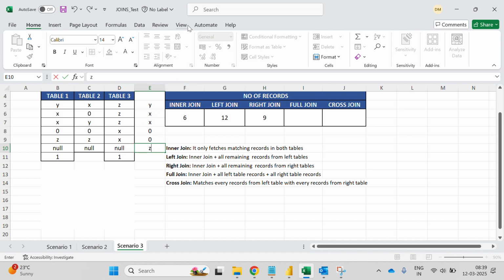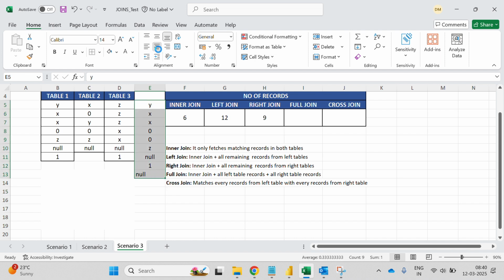So this is correct. You know that the full outer join is the inner join plus all left table records plus all right table records. But the extra columns present from the left table, that is null and this one, we consider as null also, and this one also, this null, this one, and this null also. So this is the output for the 2 tables for the full outer join.